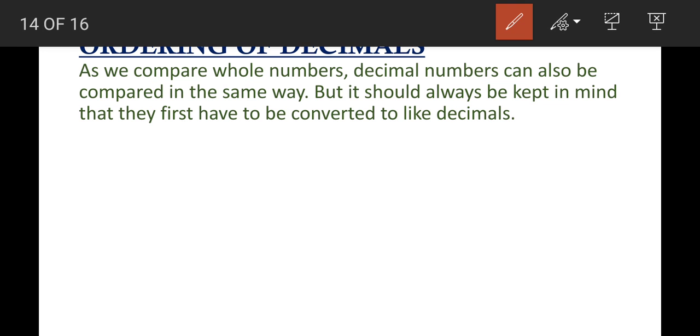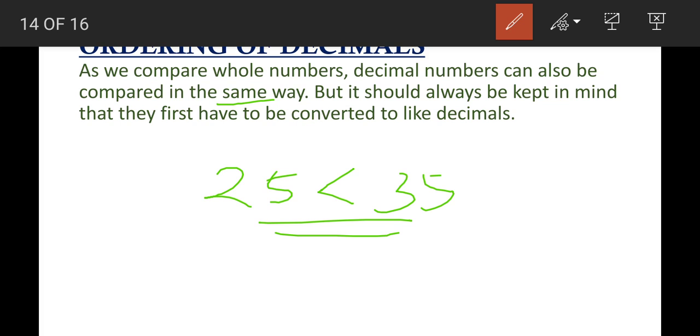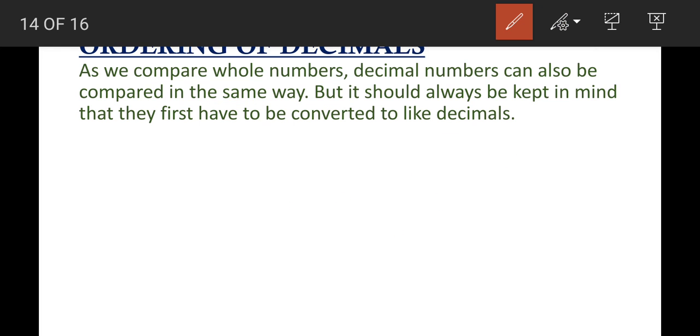As you compare whole numbers, decimal numbers can also be compared in the same way. If we are writing 25 and 35, if we compare these two numbers, we can say that 35 is greater than 25, so 25 is less than 35. In this way you can compare decimals also, as you have already discussed how to compare numbers in our first chapter. So here we will discuss comparison of decimals.